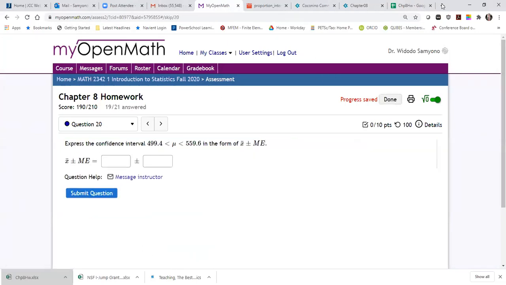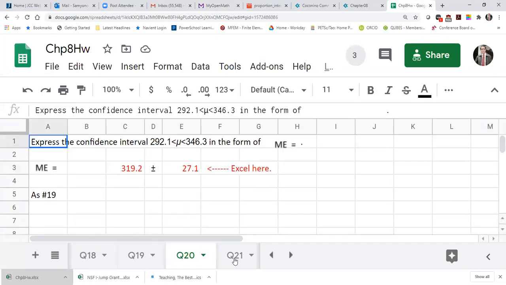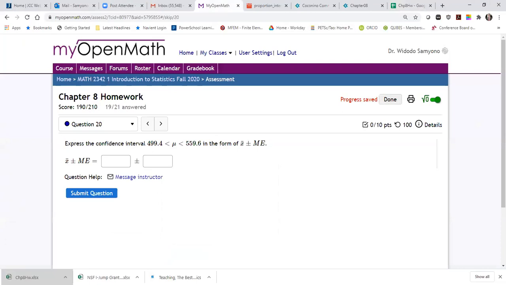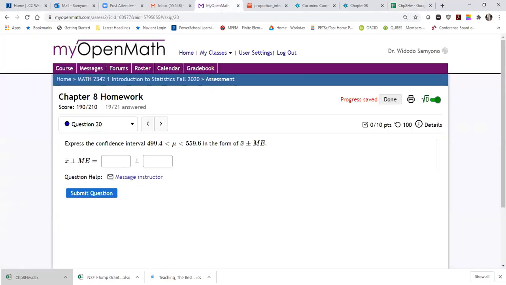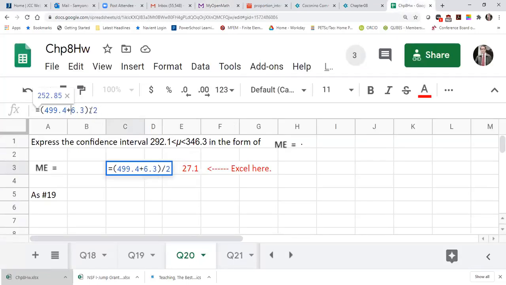Yeah, so number 20, the same thing. Okay, so you go to number 20 here, you add it, divide by 2, so 499.4 plus 559.6. And then divide by 3 for that one, right?